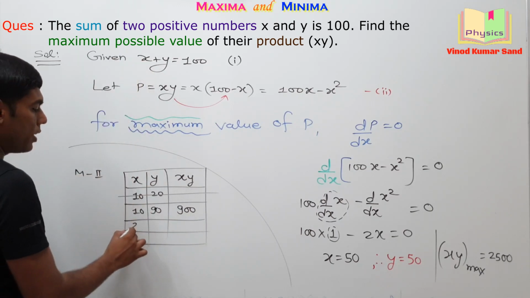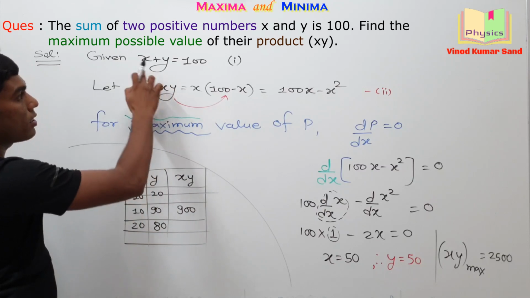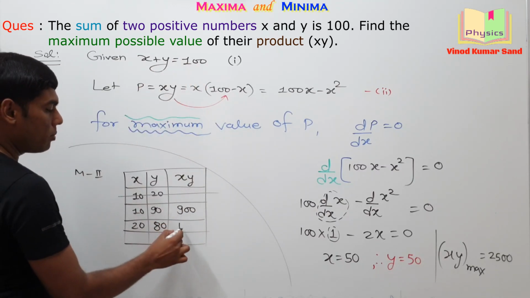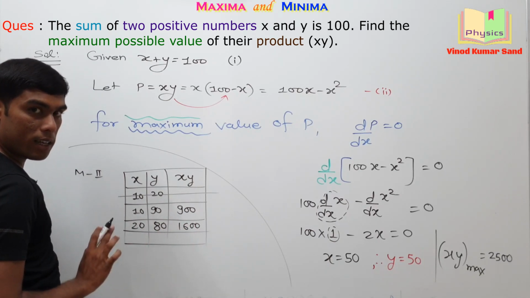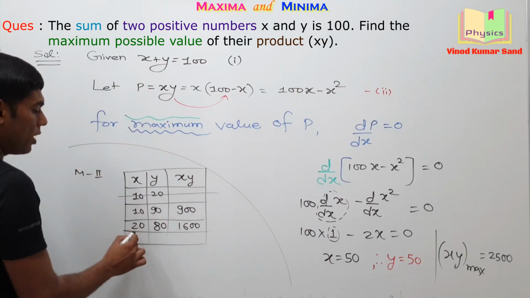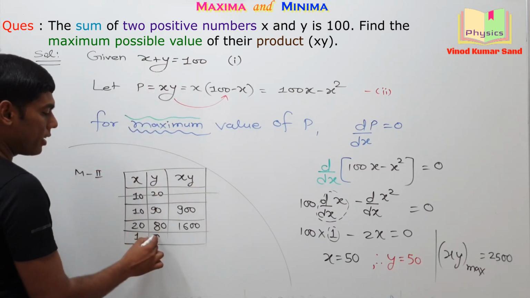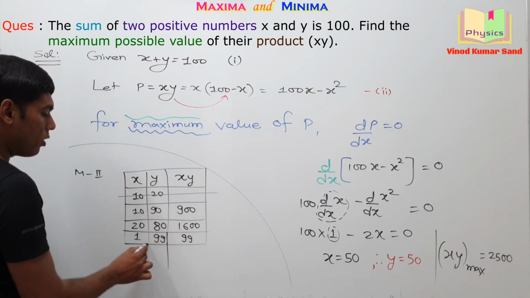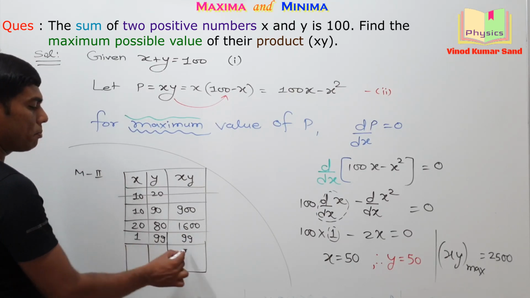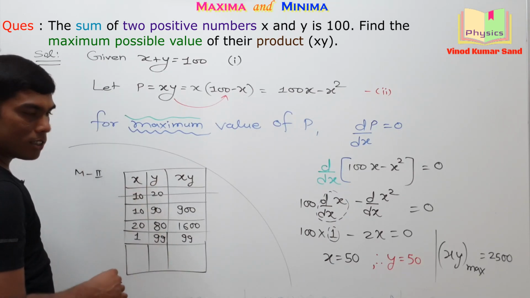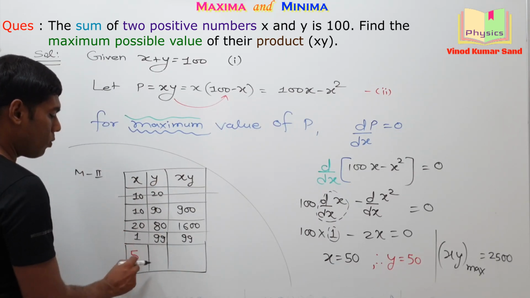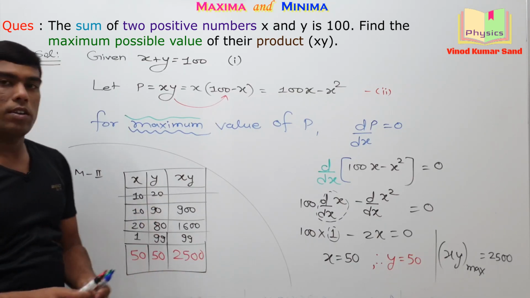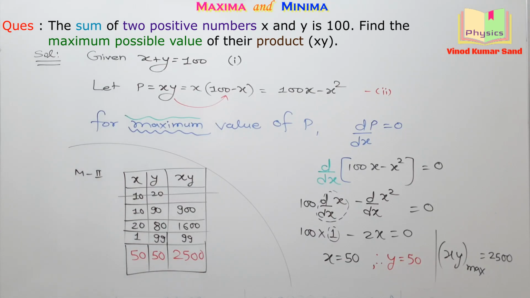Suppose x is 20 and y is 80. Will it satisfy this condition? 20 plus 80 is 100 and this product will be 1600. Getting my point? Suppose x is 1 and the y is 99. How much is the product? 99. So for which value of x and y you will obtain the maximum product here? Think about it. You choose x is equal to 50, y is equal to 50 and the product will be 2500. So note it down, then we'll go further.